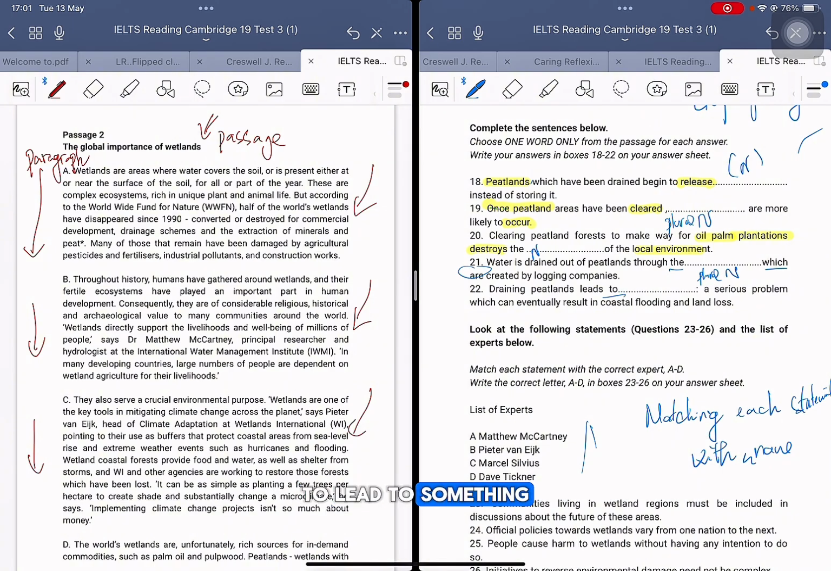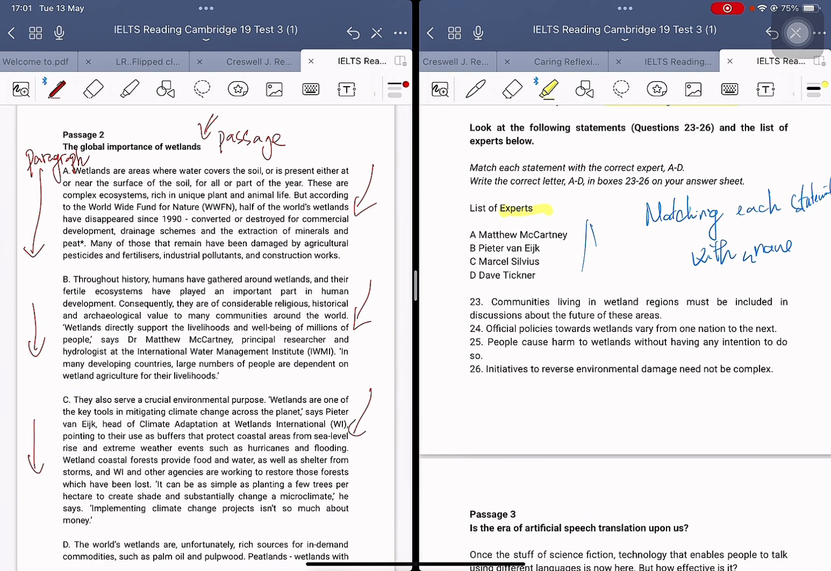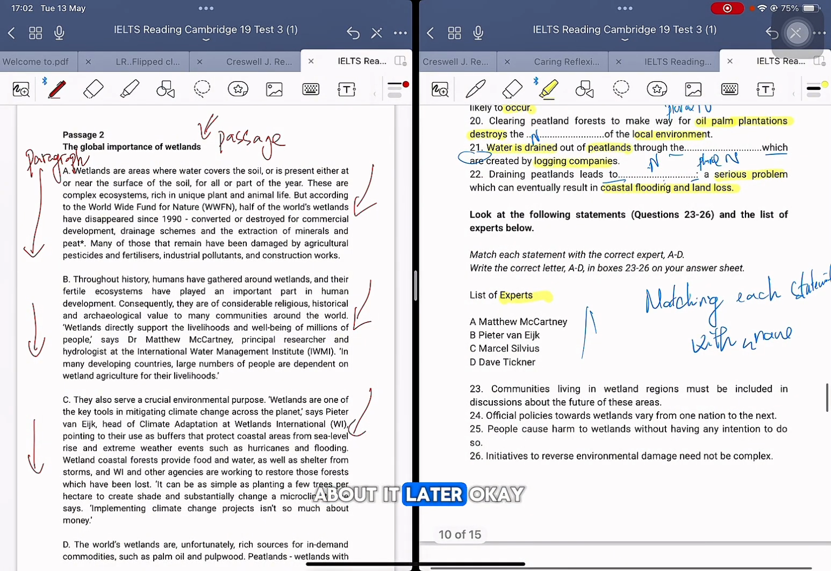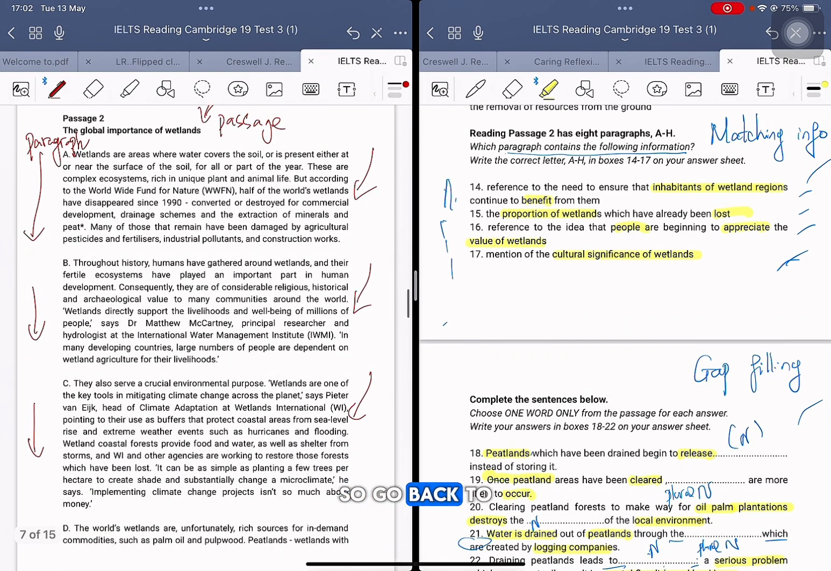To lead to something, a series with "to", so a noun here. And some keywords: water is drained out of through something. Logging company lead to something, a series with result in coastal flooding and land loss. And down here we have different experts, and then you think about it later. Okay, so when you identify keywords already, go back to the text here and read them all.